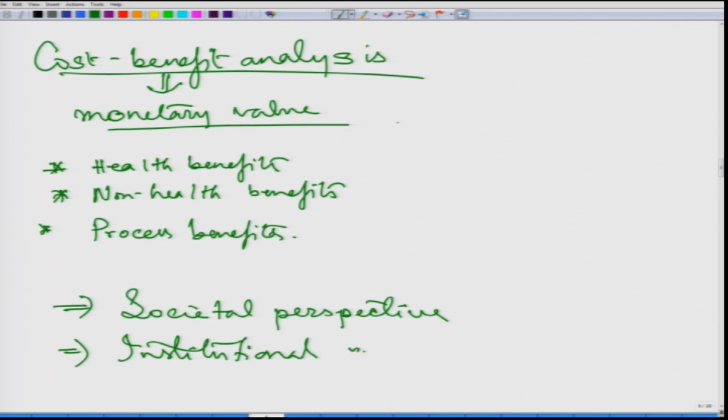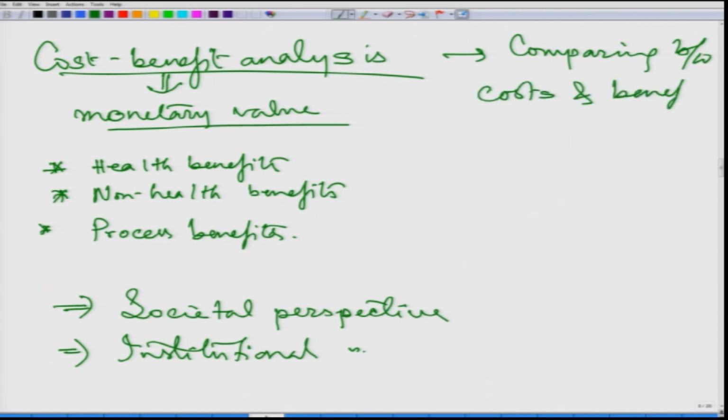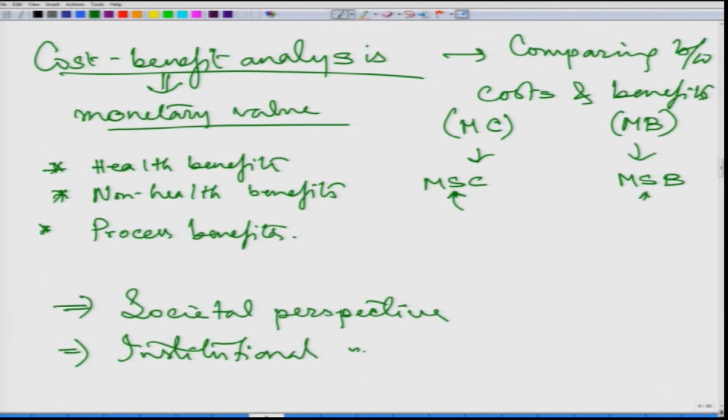when we do a cost benefit analysis, what are we doing? We are comparing costs and benefits. Can we say marginal costs and marginal benefits? Can we say the same thing for marginal social cost and marginal social benefit? And isn't it what we do in externalities? Isn't it this externality assessment?